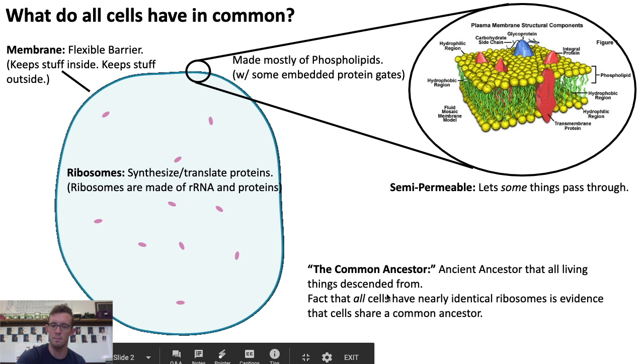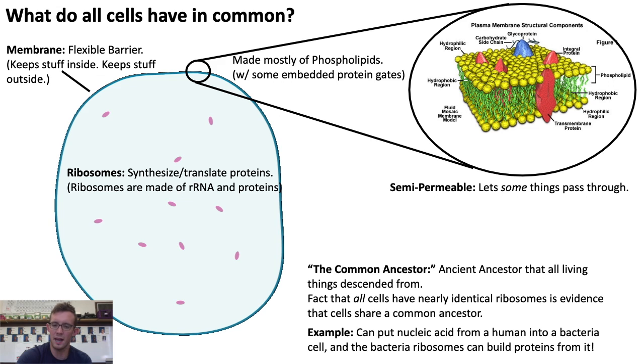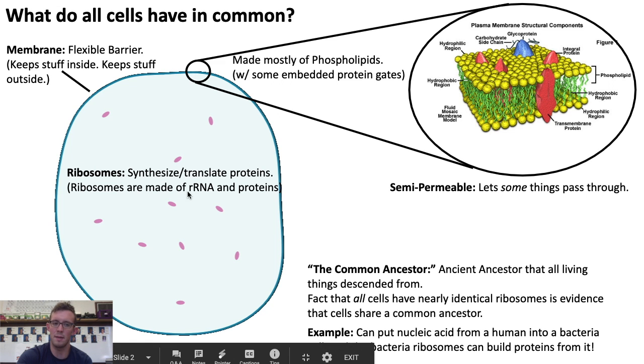things descended from. And in fact, these ribosomes are so similar to each other that if you were to take the nucleic acid from an organism like a human, take the DNA from a human, and insert it into a bacteria cell, the ribosomes in the bacteria cell could use that DNA to build proteins from it. So this is all cells at their basics, membranes and ribosomes.